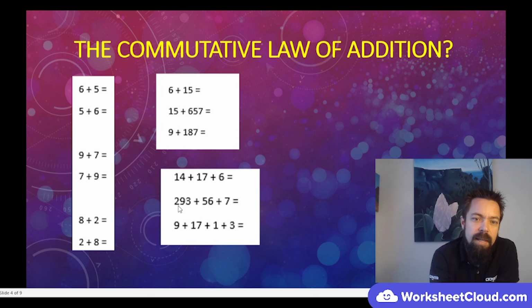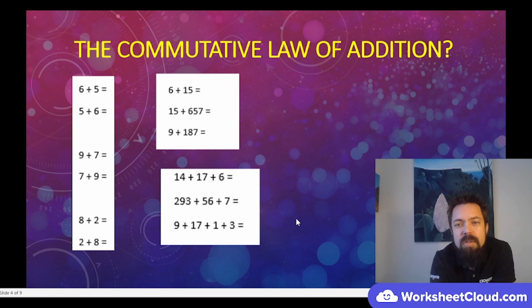Again, with this one, I could say 293 plus 56, get an answer, and then add 7. But I noticed that if I put my 7 with my 293, I get 300. And then it's just a case of saying 300 plus 56 is 356. With the last one, where we have 4 terms instead of 3, I noticed that if I group the 9 and the 1, I get a 10. And if I group the 17 and the 3, I get a 20. So 10 plus 20 is 30, which is a lot easier than saying 9 plus 17 plus 1 plus 3. All right, so that's why it's useful to use the commutative law of addition.